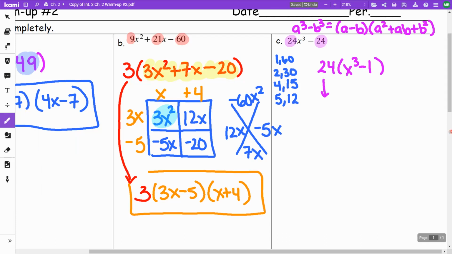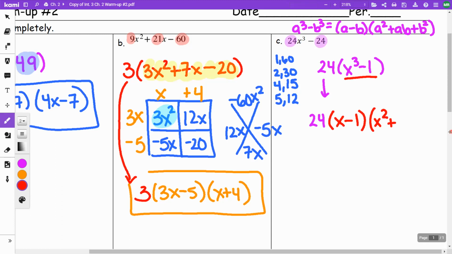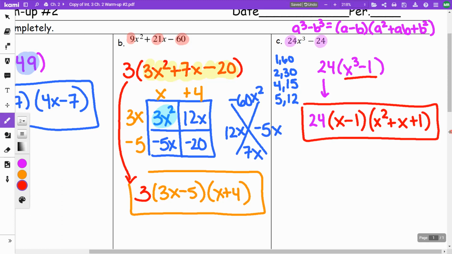So I am going to have the 24. Now, when I am doing this x cubed minus 1, I'm going to get the cube root of x cubed, which is x, minus the cube root of 1, which is 1. And now I'm going to have my binomial. I'm going to take this x, I'm going to square it. This is a minus, so this is going to be opposite. I multiply my x and 1 together, and I get an x. I square my negative 1, and I get a 1. And that is our answer.